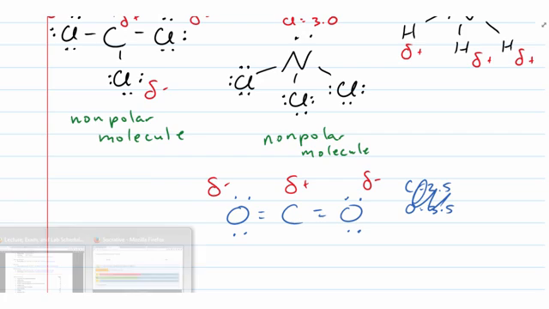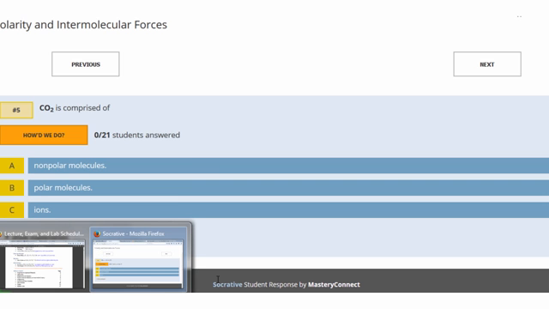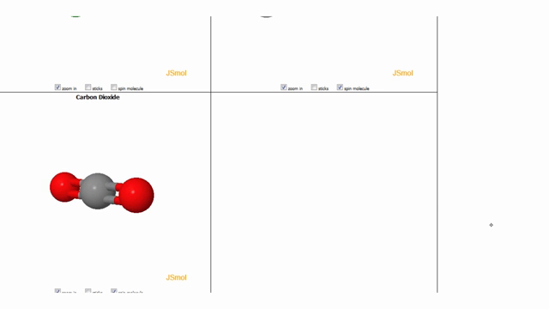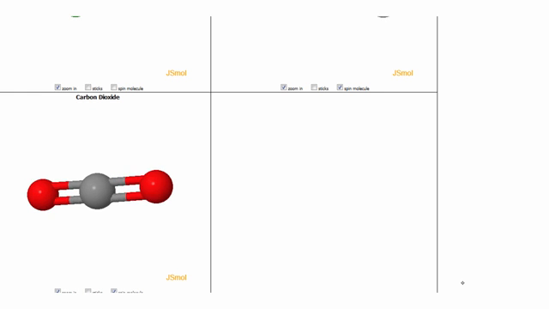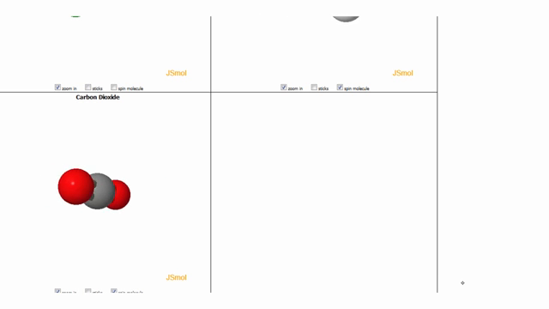Okay? So next question here on the Socrative app. Carbon dioxide. You need to know the three-dimensional structure. Here's what that three-dimensional structure looks like. Is carbon dioxide comprised of polar molecules or nonpolar molecules? I think what's happening is you guys are getting the terms bonds and molecules mixed up. We consider the polarity of them independent of each other. This one is now asking about the polarity of the molecule.